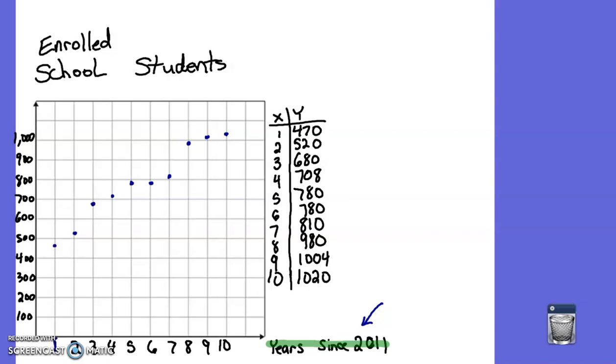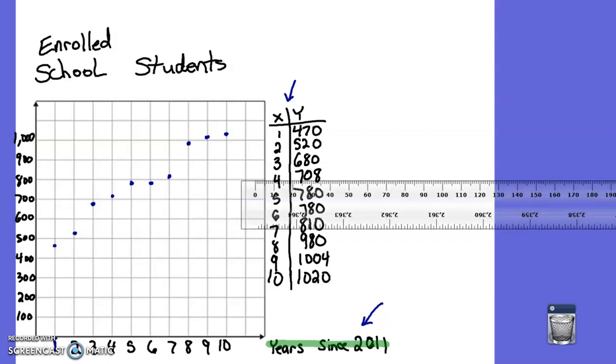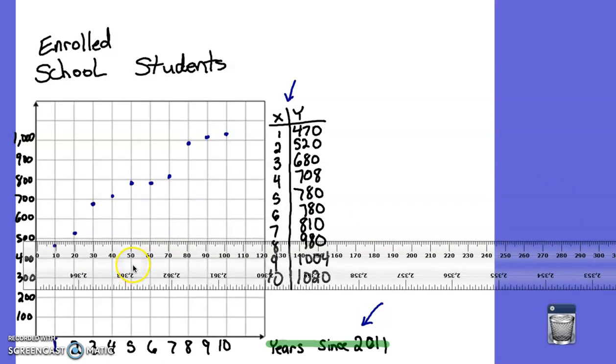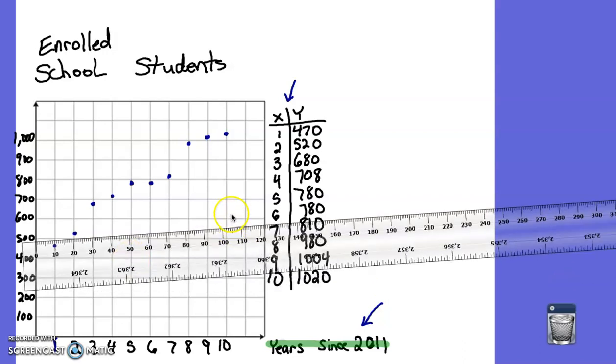And this is the number of students enrolled. So you can see the number of students in my XY chart, and I just plotted those. All I'm going to do is I want you to notice the pattern between them. If I draw a best fit line that goes through them, and again, you can use a ruler or just eyeball it if you have a steady hand.